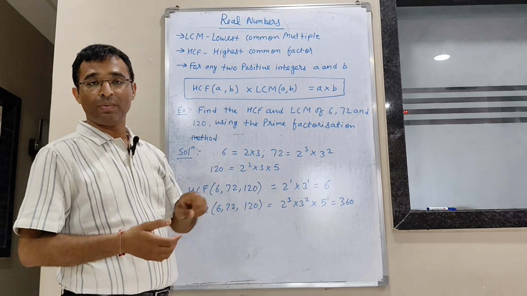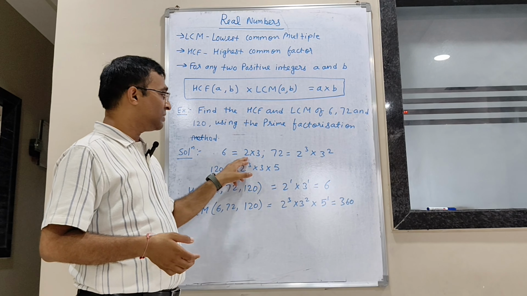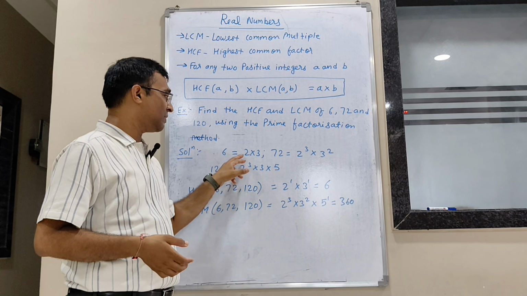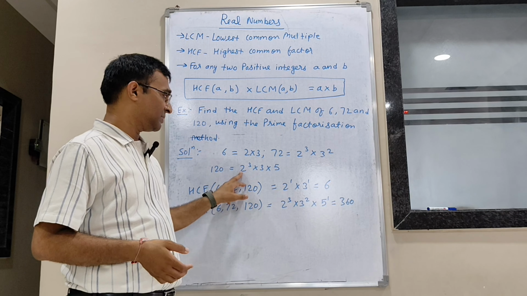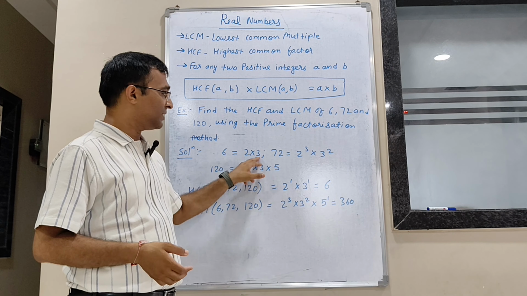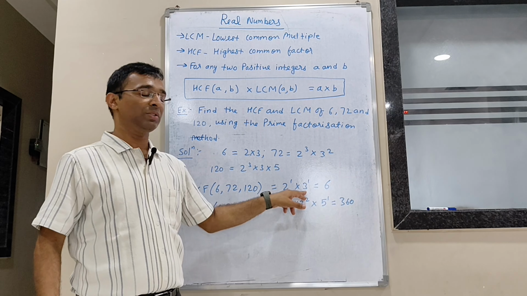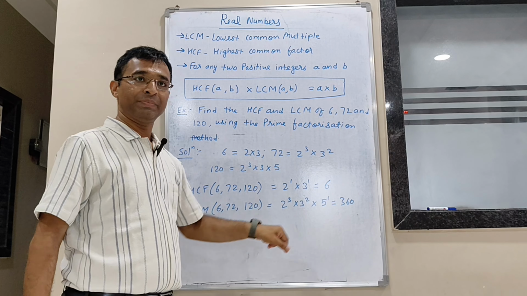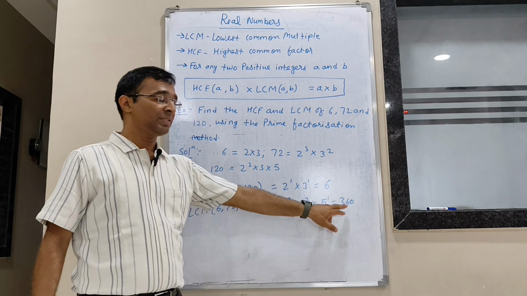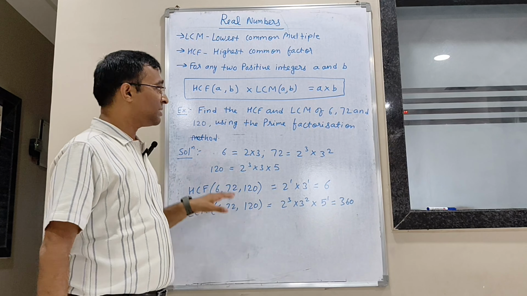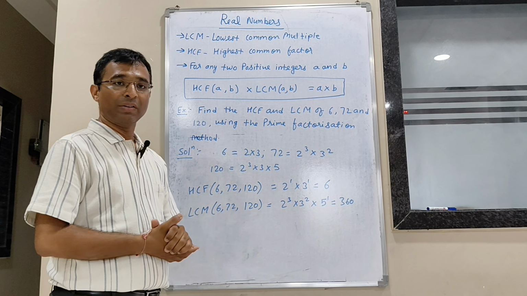HCF stands for highest common factor. So if you see the highest common factor in 672 and 120, you can find that 2 is present here, 2 is present here, and 2 is present here. Highest common factor is 2, and here 3, 3, and 3. So we have 2 to the power 1 and 3 to the power 1, which equals 6. Next, LCM. If you calculate the LCM, it comes to 3360. LCM stands for lowest common multiple. So consequently you can also calculate this.